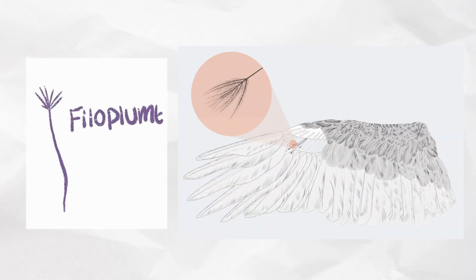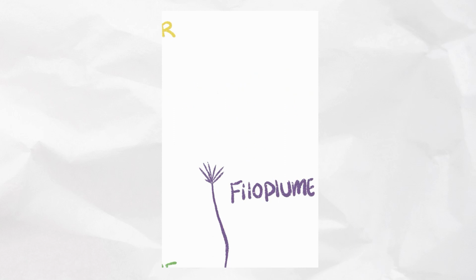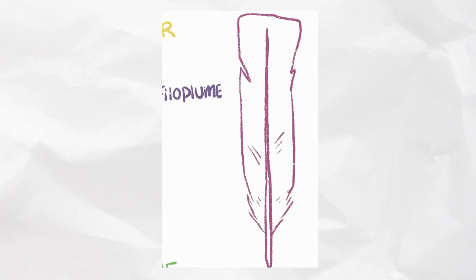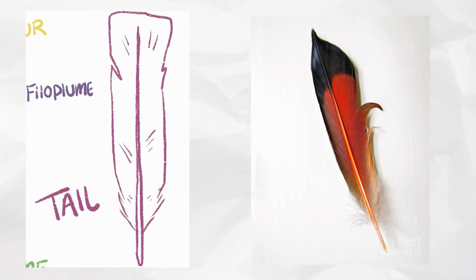Filoplume feathers help aid a bird in knowing where the position of contour feathers are. They act kind of like whiskers. Tail feathers are like a fan, helping to support a bird in flight. They are somewhat structured like a wing and help to steer.